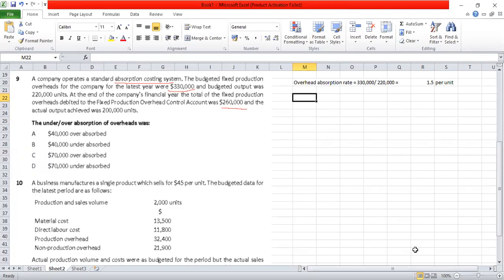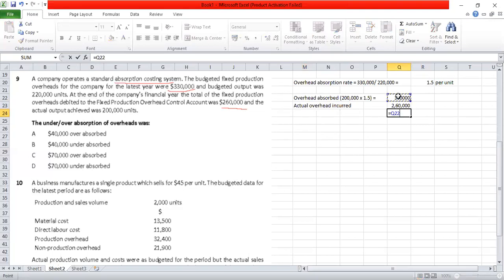The actual amount of overhead which was incurred was 260,000, and the actual output achieved was only 200,000 units. So overhead charged, how much would it be? They have produced 200,000 units. Each of them will be charged at the rate of 1.5. So that will be 300,000. But what was the total amount actually incurred? We see that it is 260,000. So there is a difference between these two. The difference is 40,000. Is it over or under?